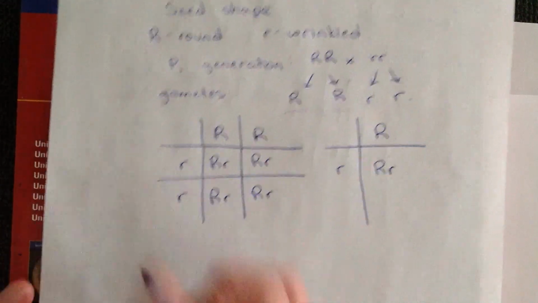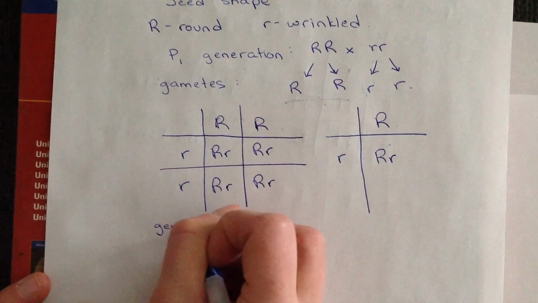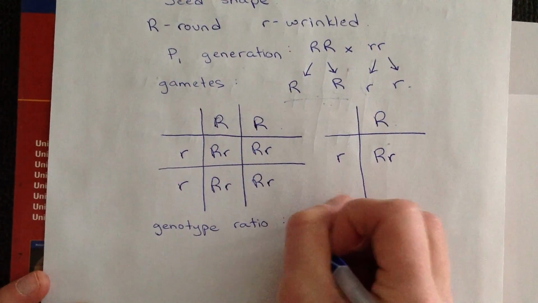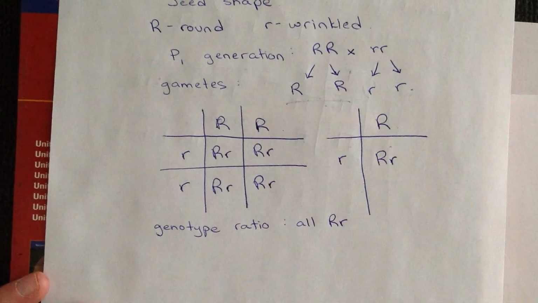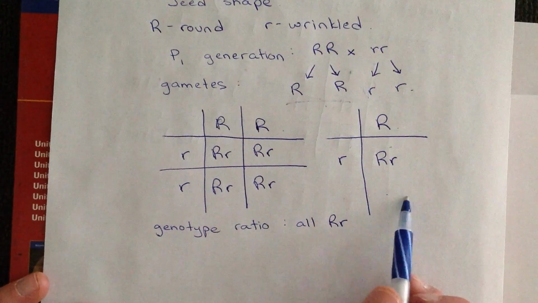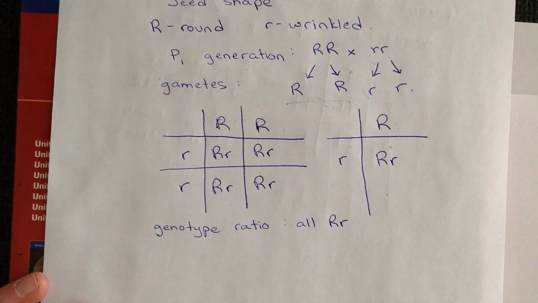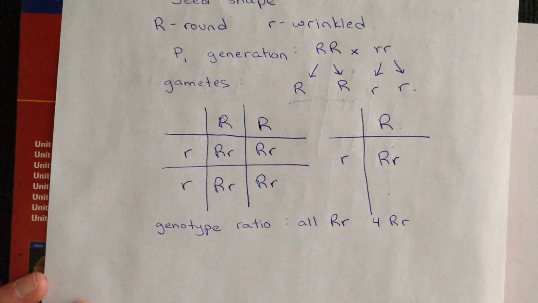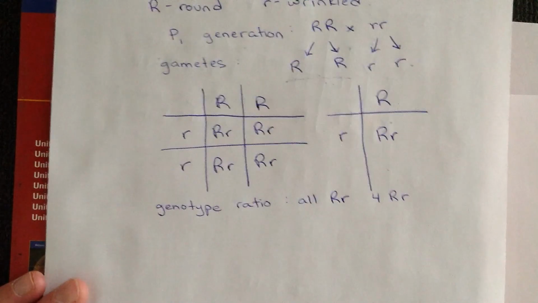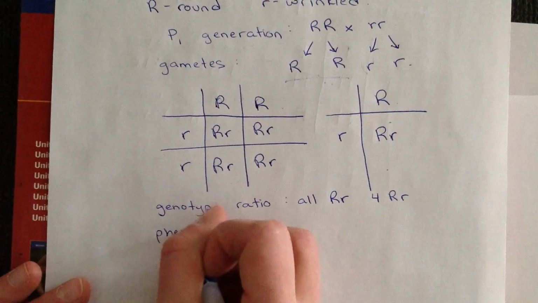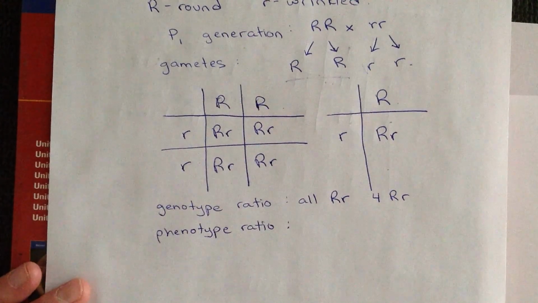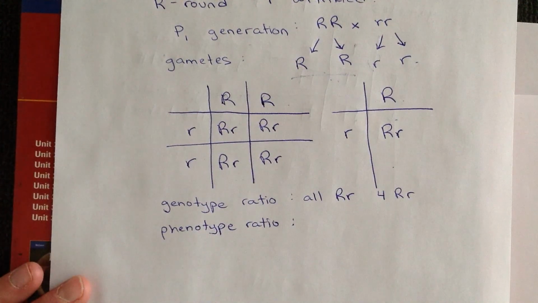No. So let's practice our genotypes again. So genotype ratio, you would say all big R, little r. Is there a difference between how we can express that? No. Or you can say 4 big R, little r, but it means the same because everybody's going to be a big R, little r. And then our phenotypic ratio, is there a difference there either? Big R, little r is going to express as what type of pea plant seed shape?